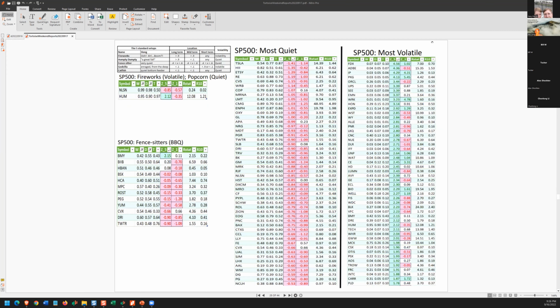I like this kind of market myself. It's my favorite market. Fireworks and popcorn. Mostly popcorn with the quietudes here. Humana has made a 5-day move but was pretty quiet today. The fence sitters, mostly quiet, although Bristol Myers Squibb has most recently had a large 5-day move, but everything else pretty quiet.